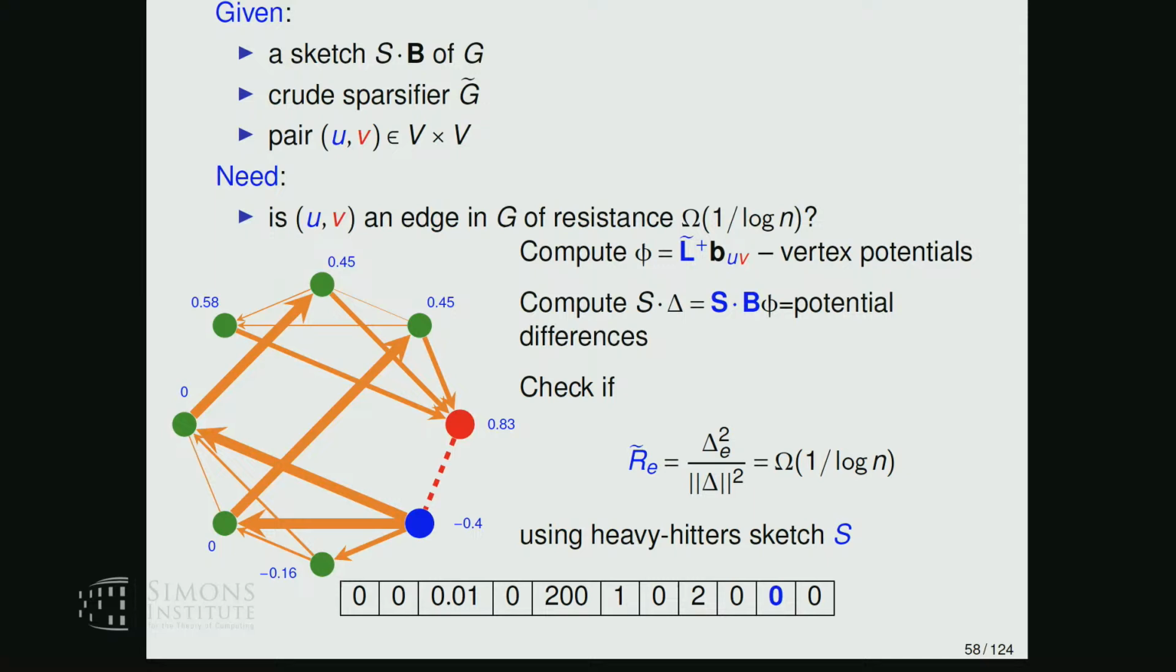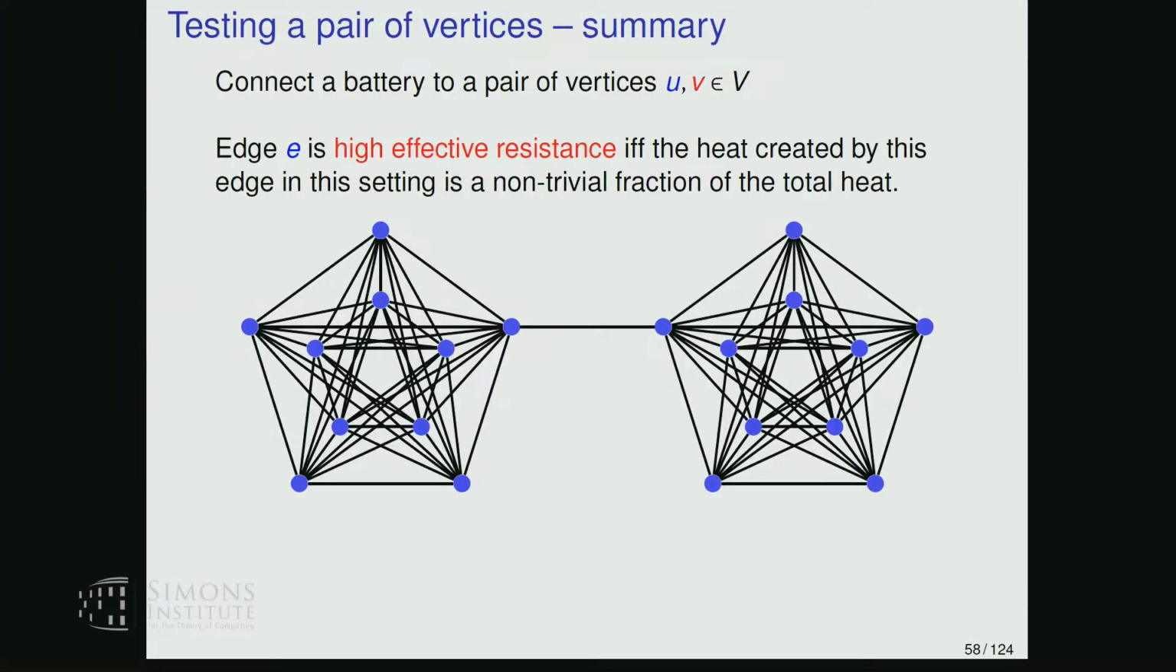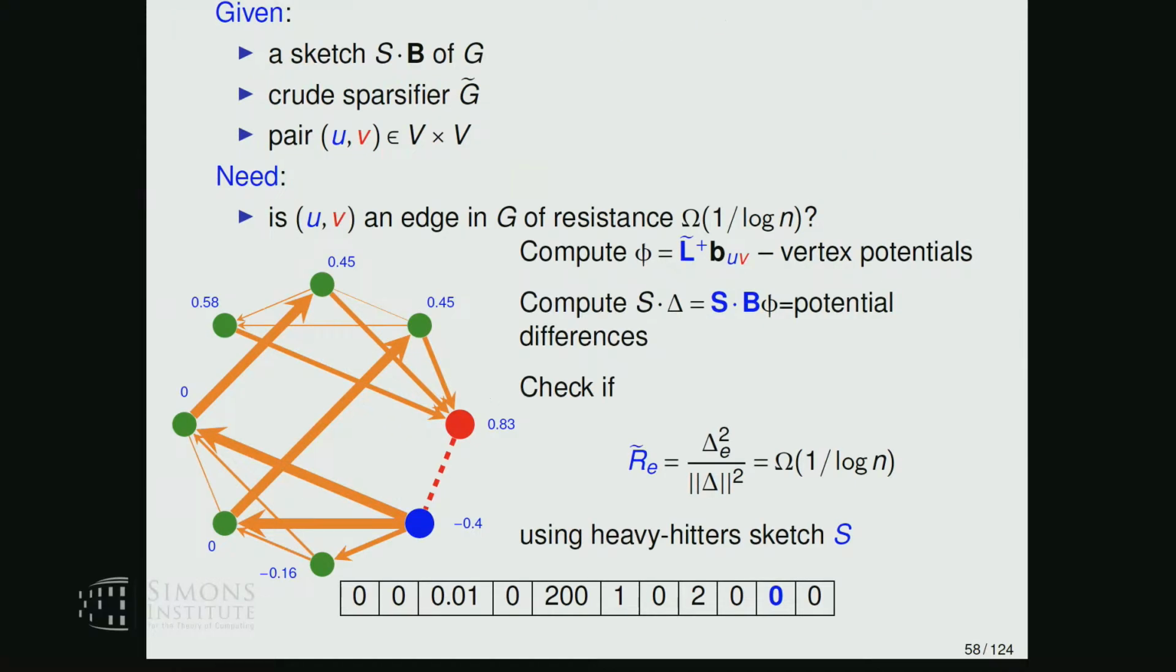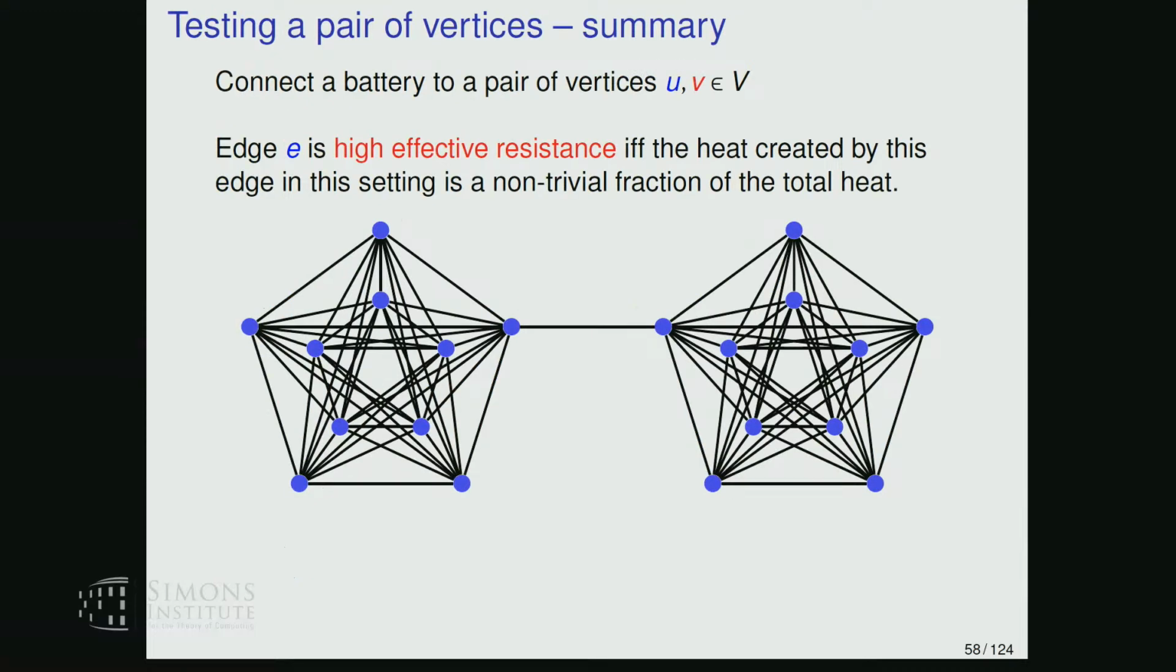Wonderful. So as of now, we designed this test. We know that the act of hooking up a battery to two junction points on the wall of your house corresponds to testing whether the energy of some electrical flow is mostly contributed by the pair UV. And this already gives us a low space sketch that you can decode in quadratic time. Of course, there are details. We've only explained how to find the high effective resistance edges, but it's okay.